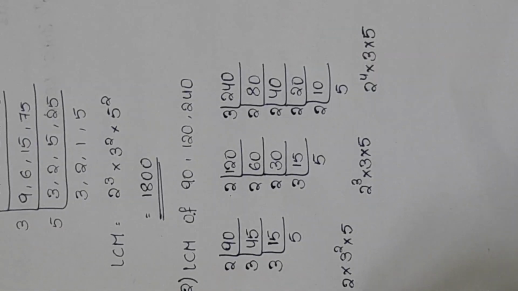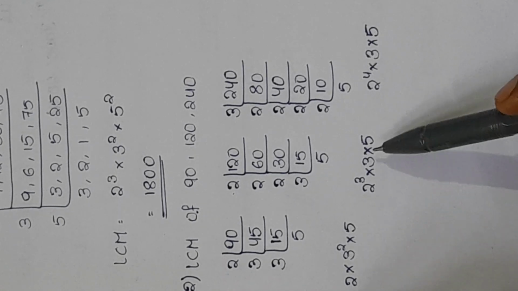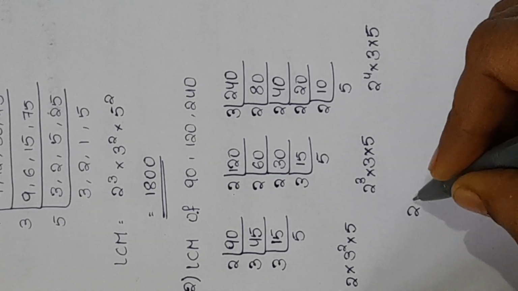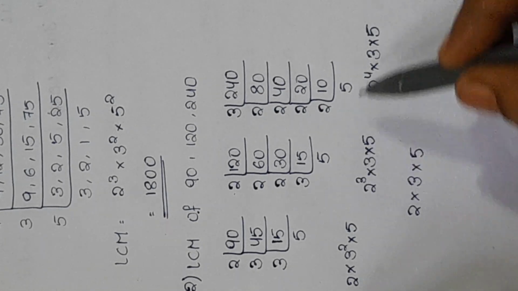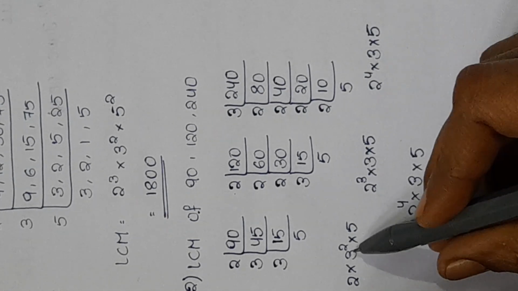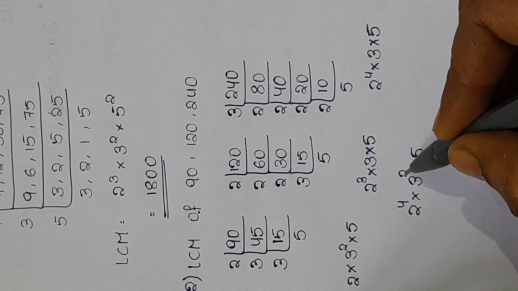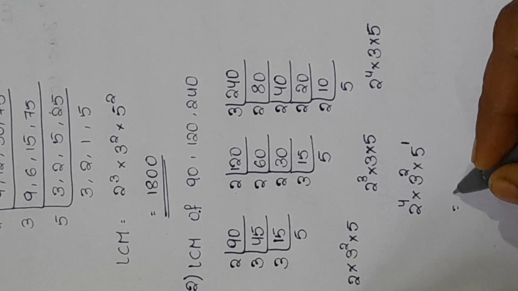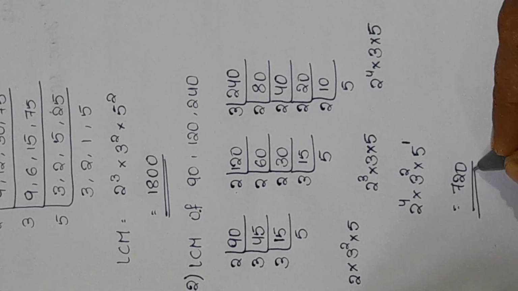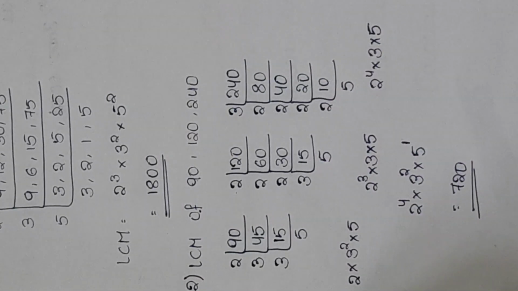Now to find the LCM, we should take all the bases with highest power. What all the bases are there? 2, 3, 5. With highest power: 2 power 3, 2 power 4, take 2 power 4. 3 square, 3 and 3, take 3 square. 5 power 1. Here the LCM is 720 for 90, 120 and 240.